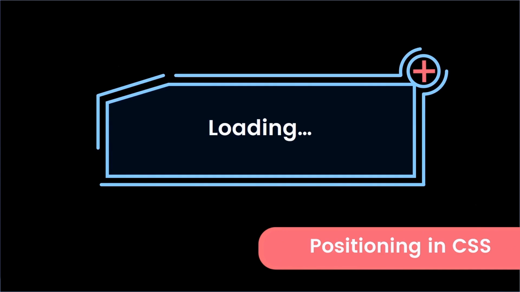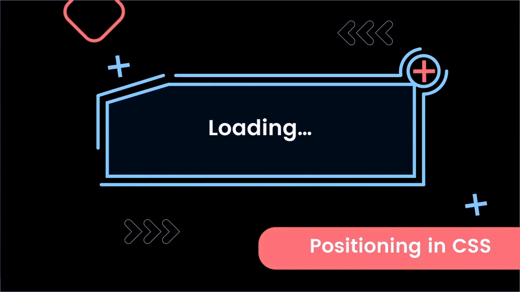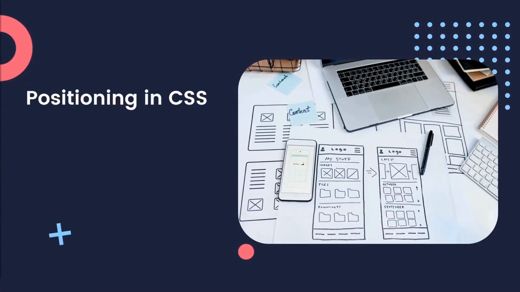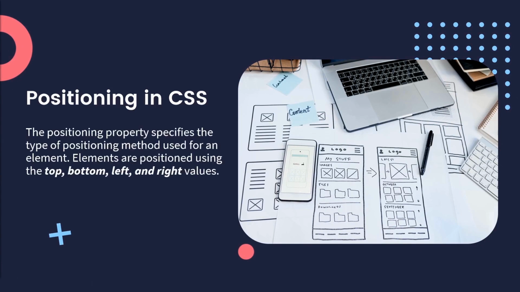Moving on to our next topic, positioning in CSS. Now, when it comes to positioning in CSS, it works slightly differently from padding, margins, and borders. Essentially, the positioning property specifies the type of positioning method used for any given element. Elements are positioned using the top, bottom, left, and right values. We must specify these values when we position any items. However, these values will not work unless the positioning property is set before the directional parameters.